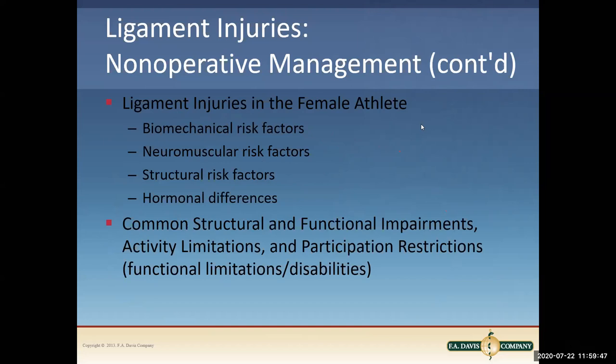Female athlete again, biomechanical risk factors put females more likely to get knee injuries, right? And this is a major argument I hear sometimes about why female athletes aren't as effective as male athletes at certain sports. And I just really dislike that.